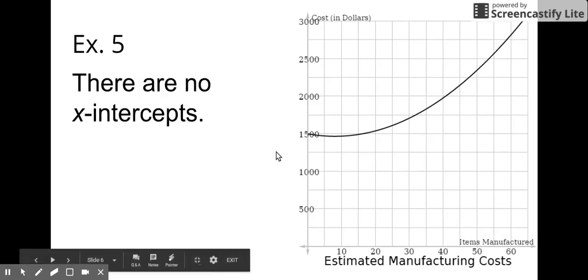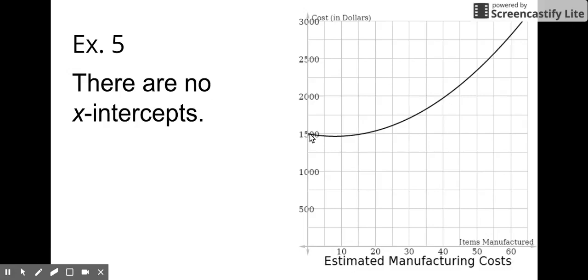For this example, we have a graph that represents the estimated manufacturing costs for manufacturing X number of items, and we don't have any x-intercepts. That makes sense in this case because if we had an x-intercept, that would be when our cost is 0. And maybe you're like, well, if you don't make any items, shouldn't you not have any costs? But there might be some initial costs for like materials or labor wages, right? And so in this case, there are no x-intercepts.